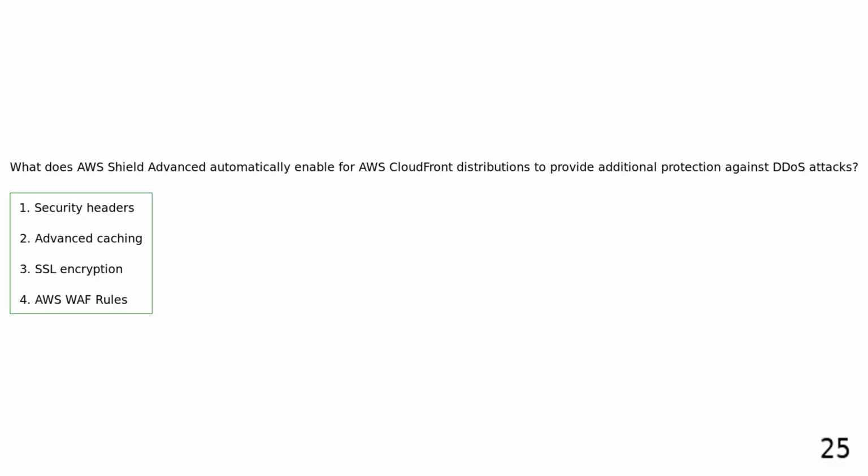What does AWS Shield Advanced automatically enable for AWS CloudFront distributions to provide additional protection against DDoS attacks? Security headers. Advanced caching. SSL encryption. AWS WAF rules. AWS Shield Advanced automatically enables AWS WAF rules for AWS CloudFront distributions to provide additional protection against DDoS attacks.